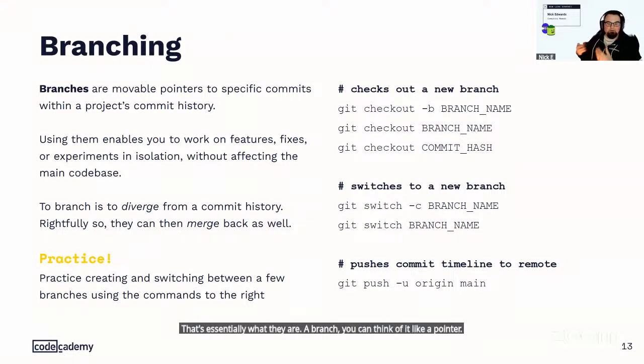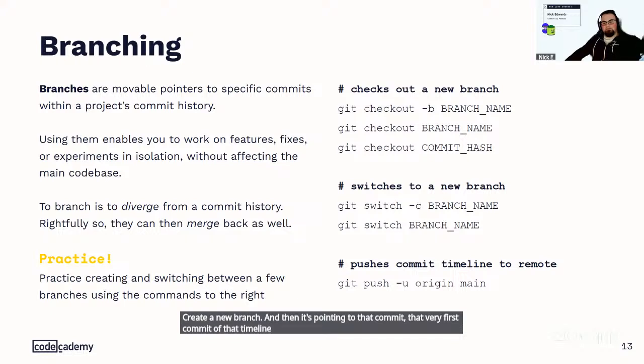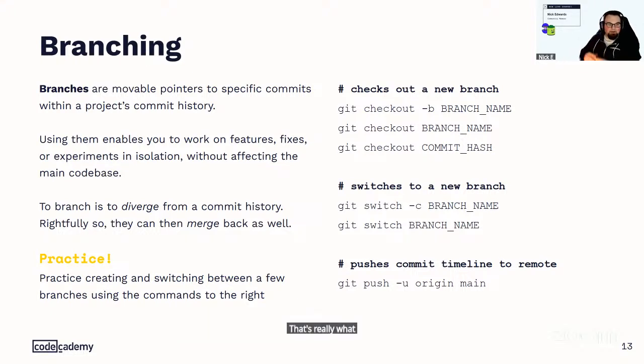When you create a new branch, it's pointing to that very first commit of that timeline. Then you can add additional commits to that timeline. That's fine, but that's really what a branch is. You can think of it like a movable pointer.